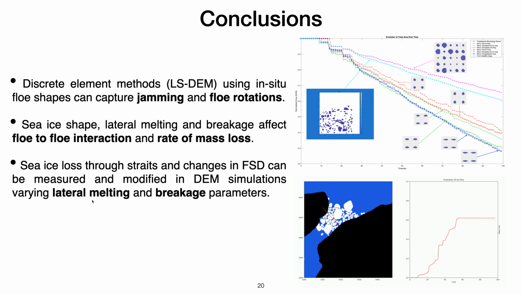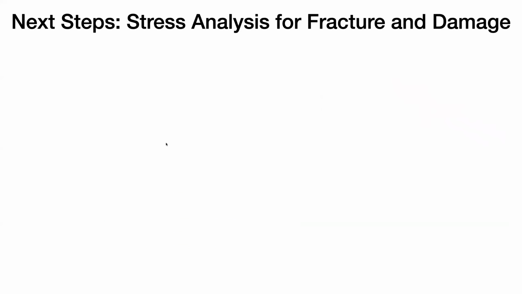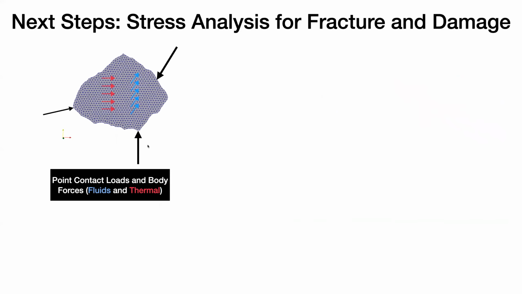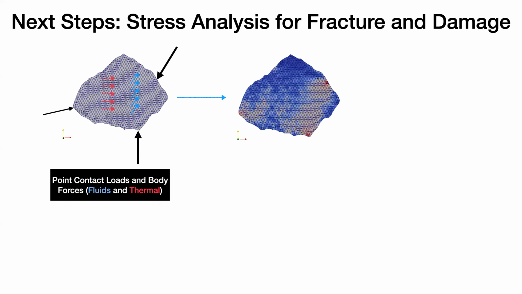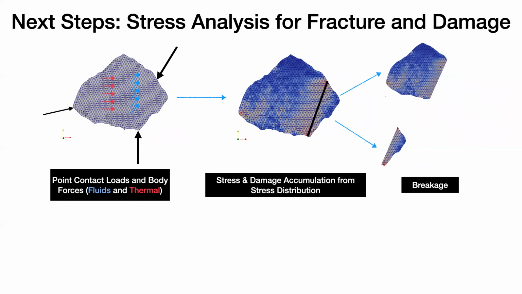And of course, this is the first implementation. We want to add some additional steps, such as working with floe fracture mechanics and two-way fluid coupling. So something that we want to analyze now is working with the contact loads and adding thermal stresses, fluid drag stresses, and combining all of this to get a more arbitrary stress field distribution. Because right now what we're just doing is breaking along a straight plane, but stress and damage accumulation might not necessarily result in these perfectly flat planes.